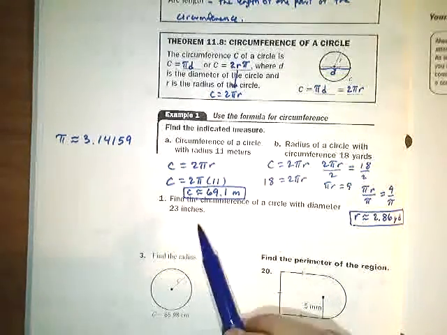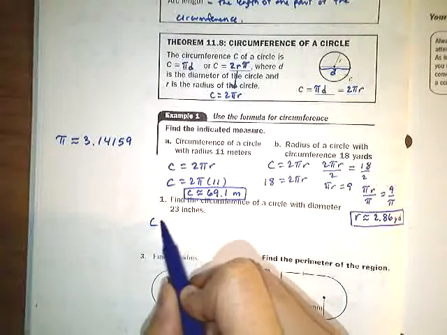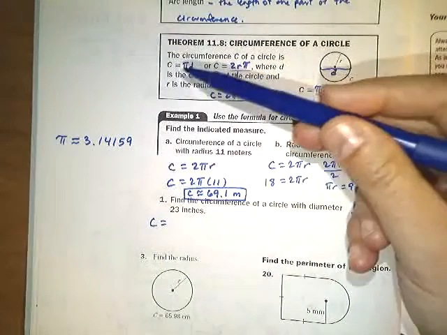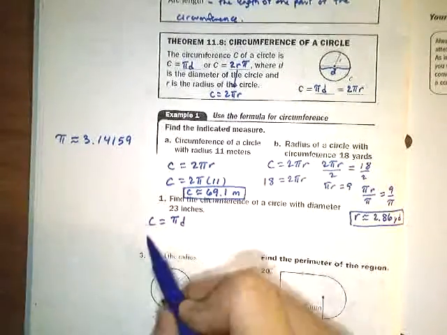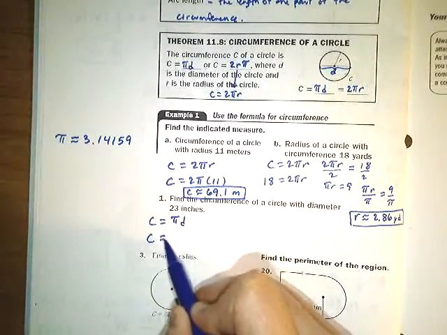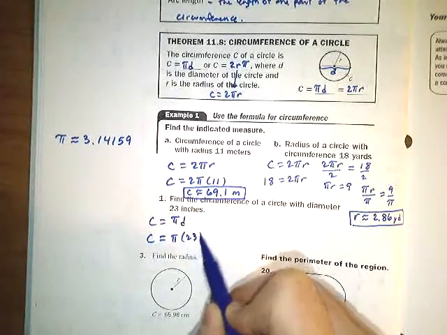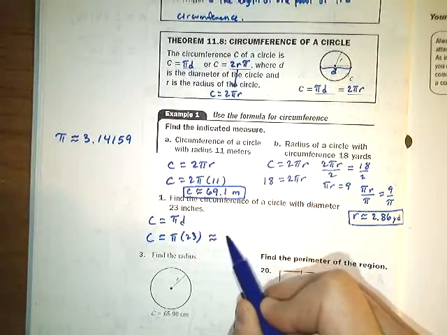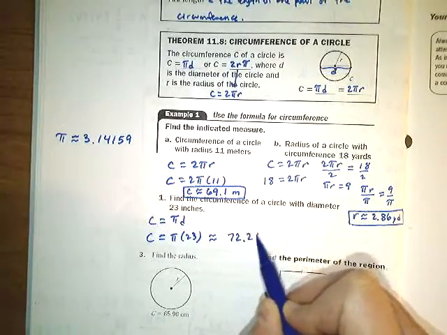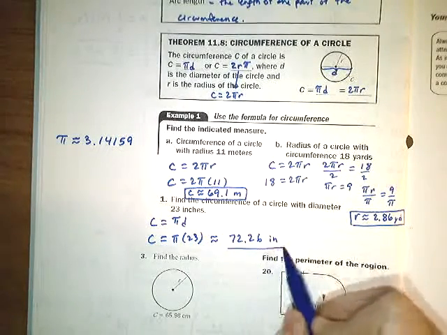Now this one talks about diameter. They want us to find the circumference if the diameter is 23 inches. So I'm going to use my alternate formula, that the circumference is pi times diameter. And they say that since the diameter is 23, I'll substitute that in here. So pi times 23 is 72.26 inches for the circumference.